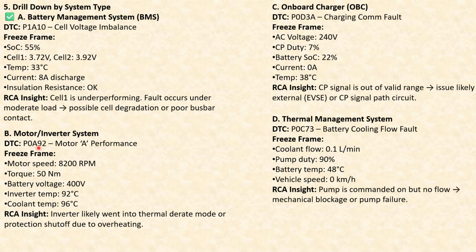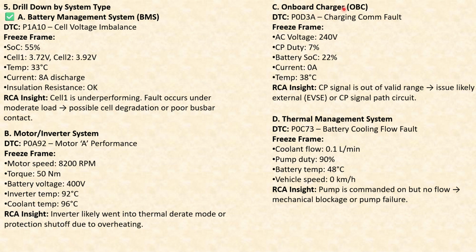in this case P0A92 motor A performance. And talking about the freeze frame, well, these are all the various parameters at the given moment: motor speed, torque, battery voltage, inverter temperature, and coolant temperature. So what is the RCA insight? Most probably the inverter likely went into thermal derate mode or protection shut off due to overheating. So naturally, when temperature has reached up to 90 degrees centigrade, most probably the inverter felt that it is overheated, and then it went into thermal derate mode.